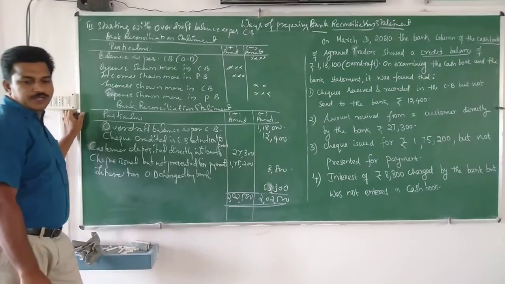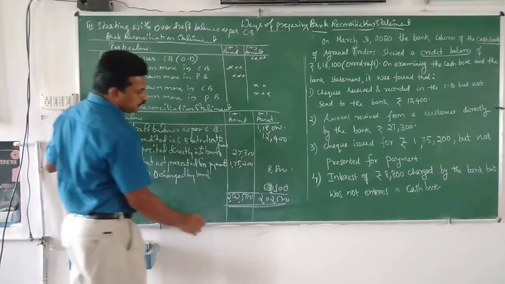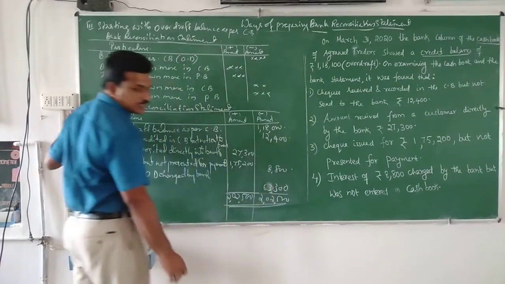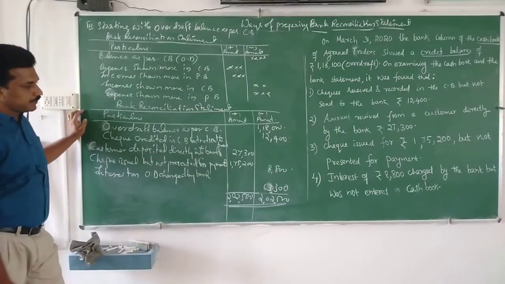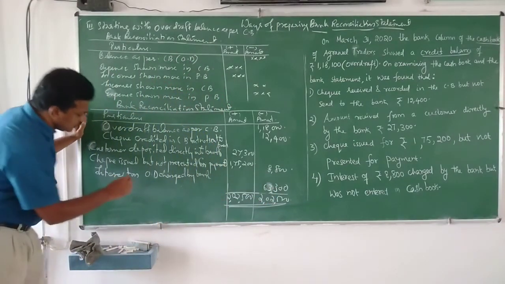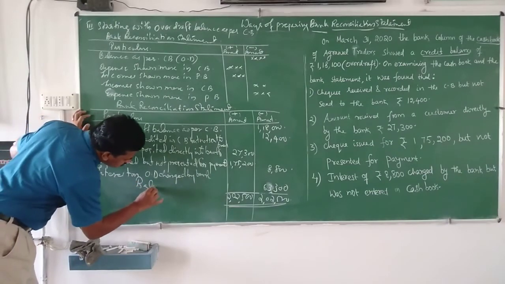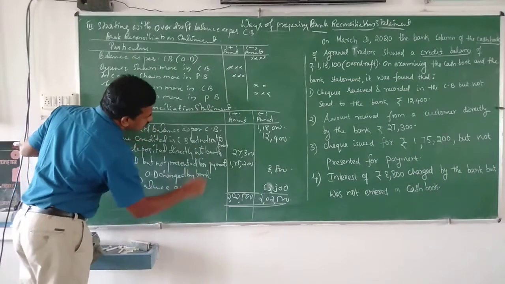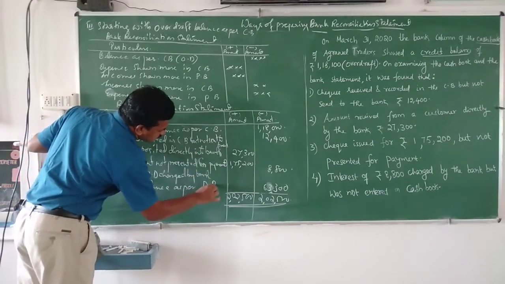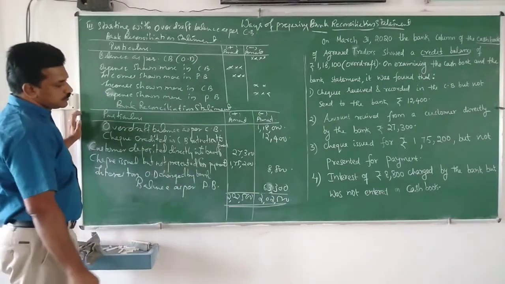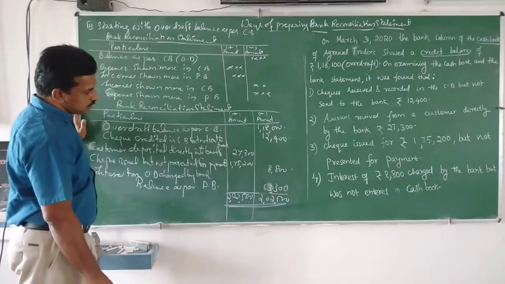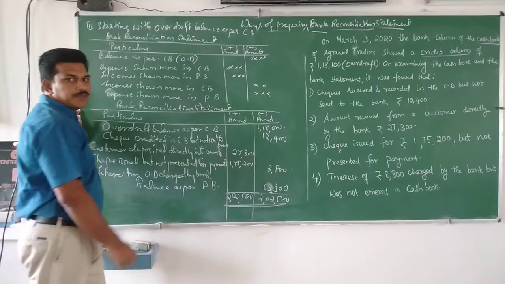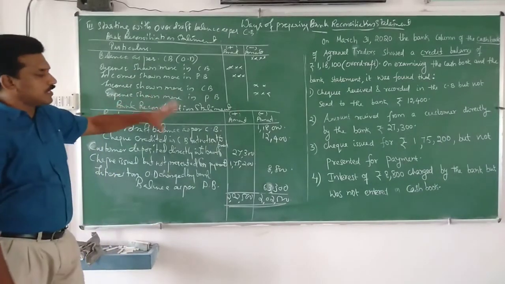63,300. Okay, 63,200 will be the 63,300. Okay, so that is the balance as per passbook. Okay, so that is the end of this question.